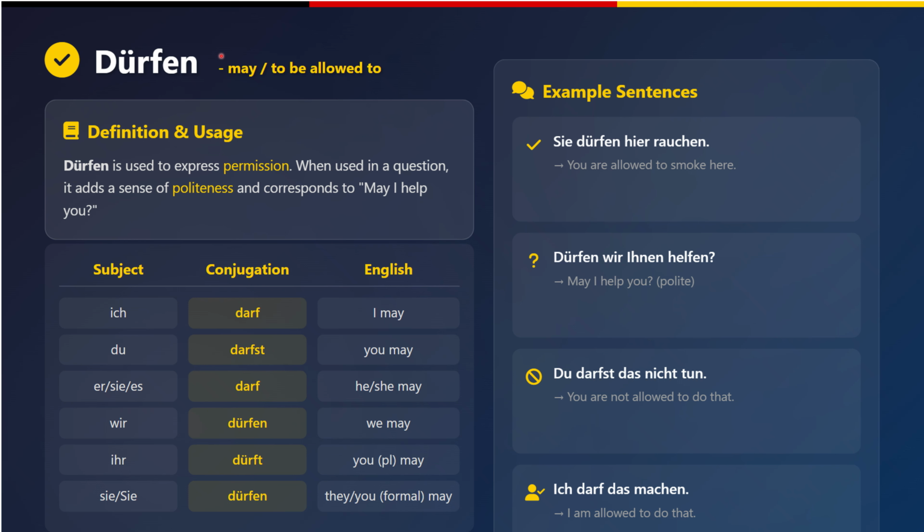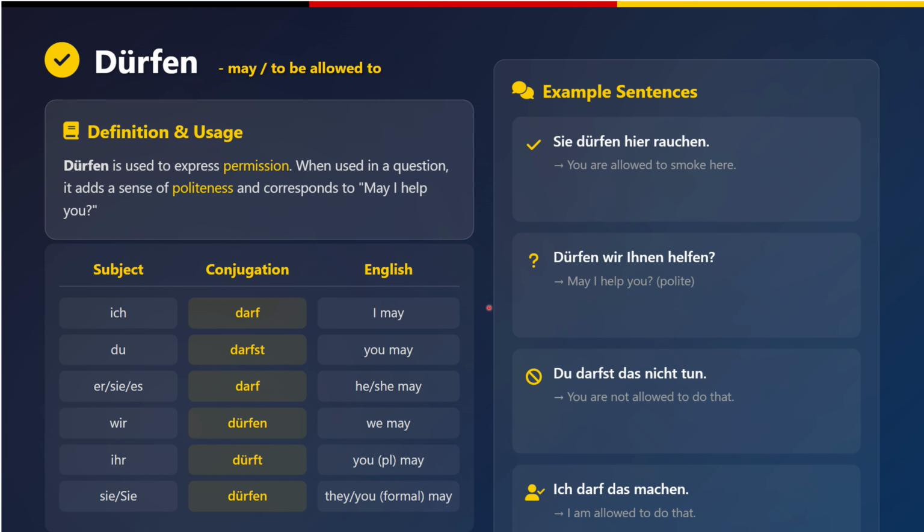Let's look at the first modal verb in detail, dürfen. Dürfen means may or to be allowed to. It is used to express permission. When you use it in a question, it sounds very polite, like may I help you? Here is the full present tense conjugation. Ich darf, du darfst, er darf, wir dürfen, ihr dürft, sie dürfen.